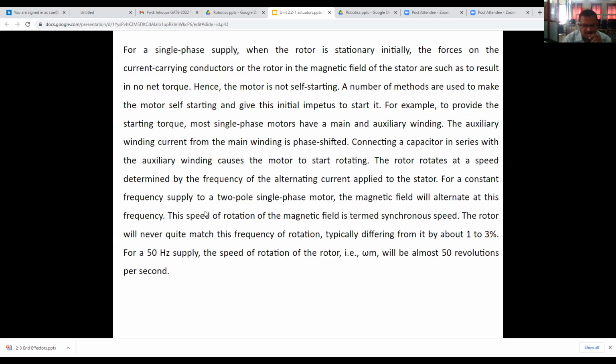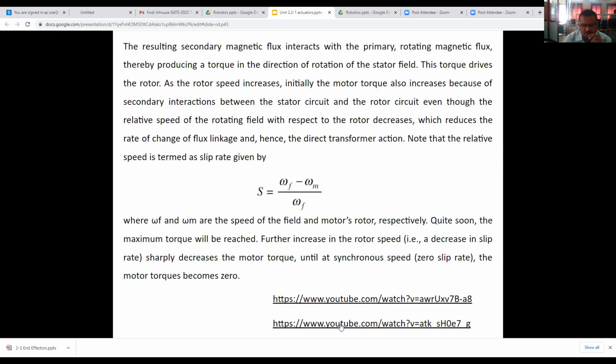For a constant frequency supplied to a two-pole single-phase motor, the magnetic field will alternate at this frequency. The speed of rotation of the magnetic field is termed the synchronous speed. The rotor will never quite match this frequency of rotation, typically differing from it by about 1 to 3%. For a 50 Hz supply, the speed of rotation of the rotor, that is omega m, will be almost 50 revolutions per second. Therefore, this is nothing but a squirrel cage induction motor. Now we will see the video.